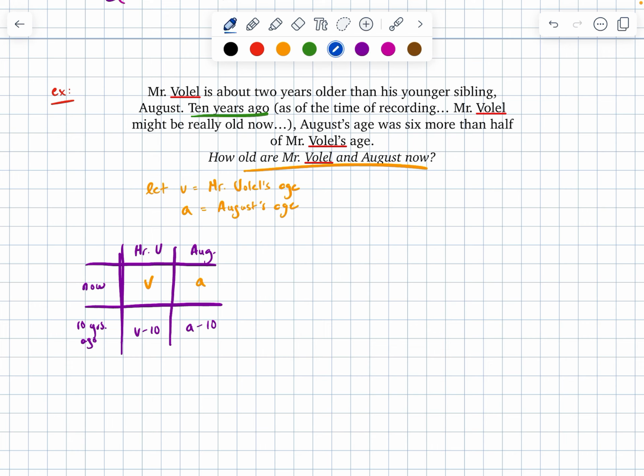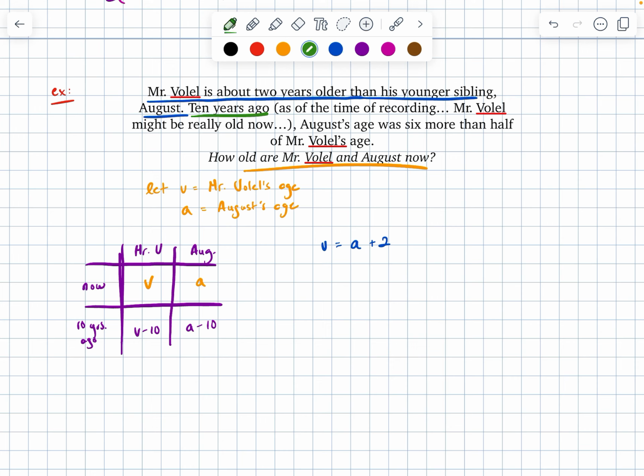From here, I now have everything that I need to build my system. For my first equation, I'm told that I am 2 years older than August. So from this, I could say that my age, V, is going to be equal to whatever August's age is, which is A, plus 2, right? I'm 2 more than them.